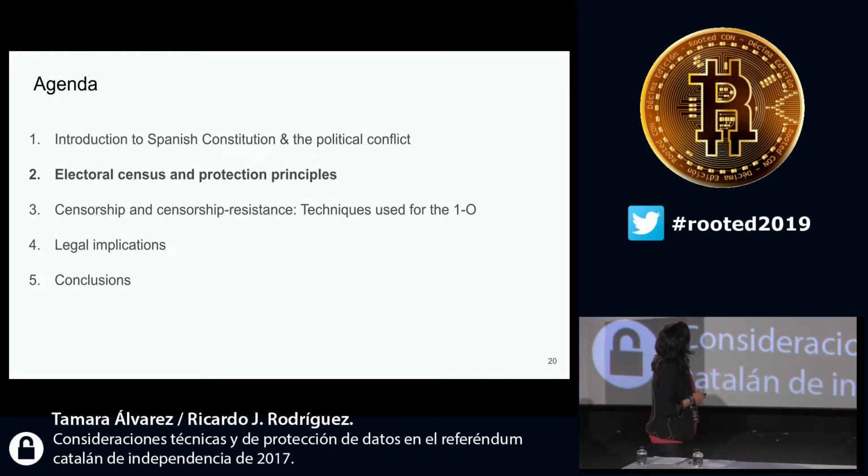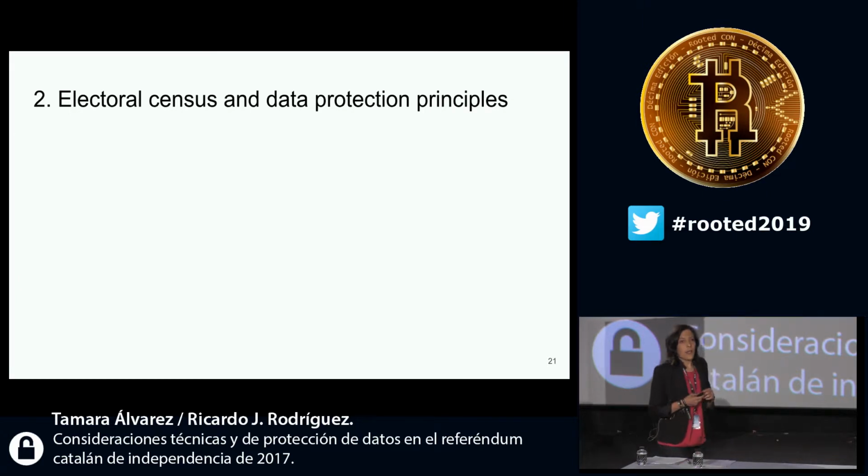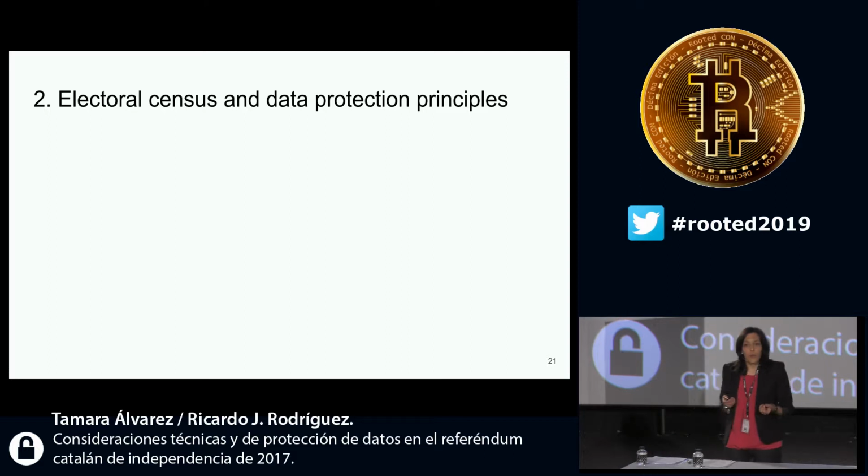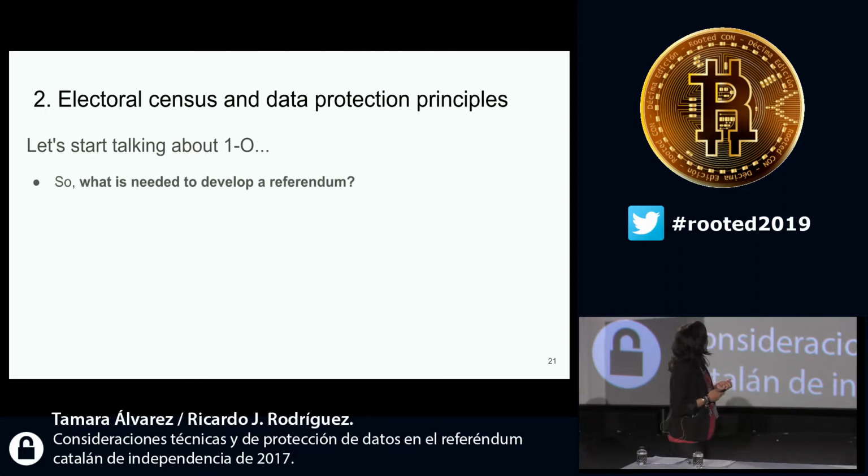We move on to the second item. We know that on the 1st of October, the Catalan Parliament, together with the Generalitat, drove or pushed for the celebration of this referendum.